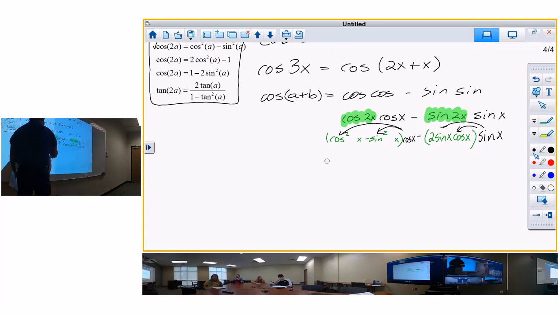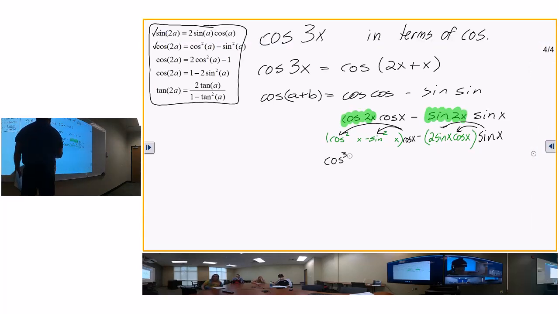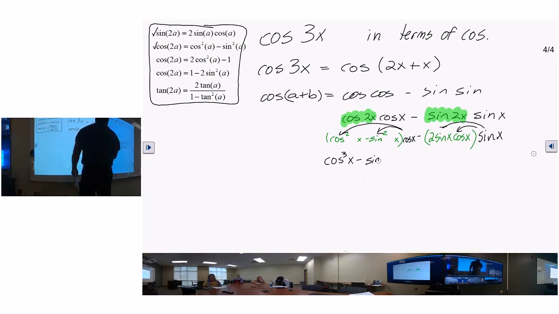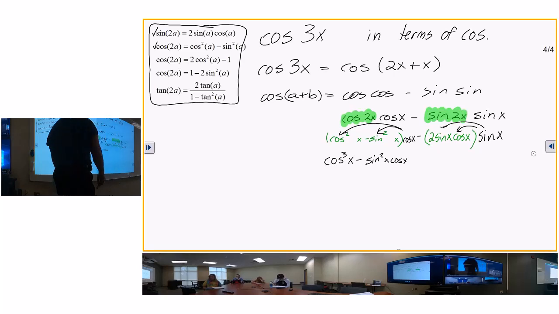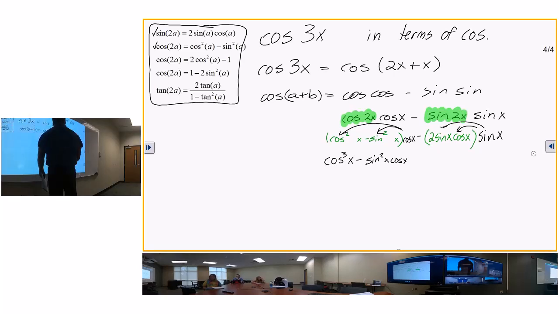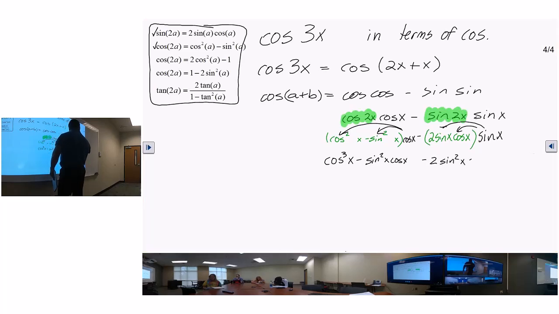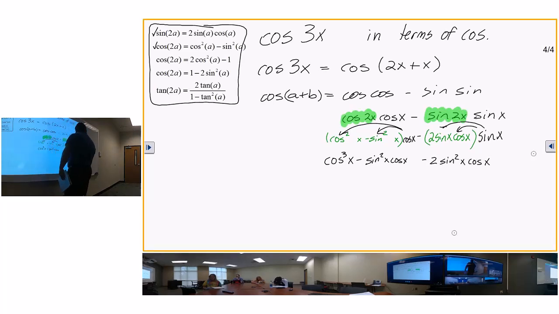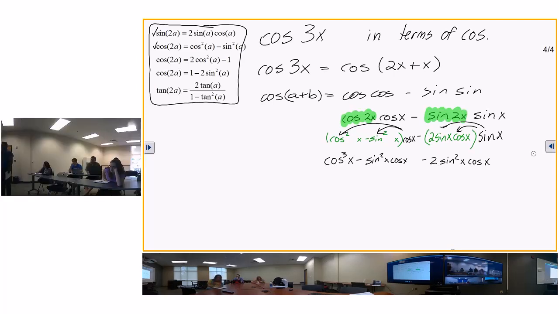So we got cosine cubed x minus, and I'm just going to put sine squared x cosine of x. And then here, I'm going to get minus 2 sine squared x cosine x. Should it be sine x cosine sine x? Because you're distributing sine to cosine.